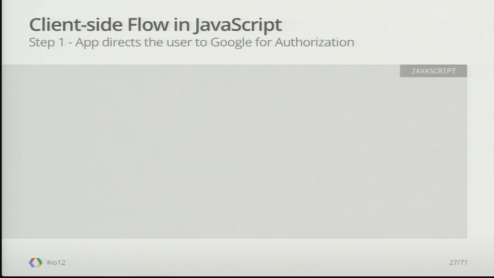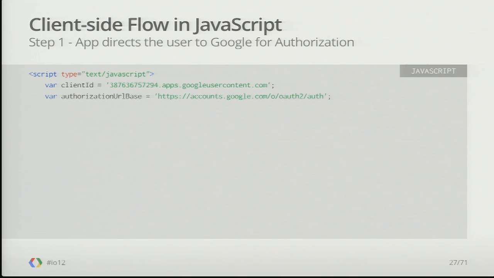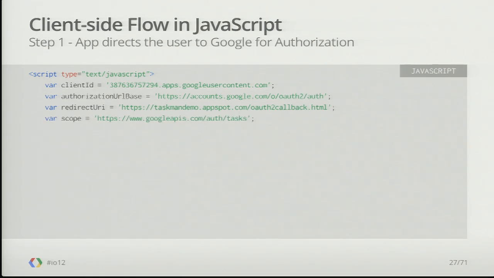Here's how it works in JavaScript under the covers. Like I said, the client library really does a lot of this for you. But you're in a session on OAuth. You probably want to see what's happening under the covers. So here you're defining a client ID, the base of Google's URLs for our OAuth provider, the redirect URI. The redirect URI is simply the application's URL. Then the scope, the Tasks API again.